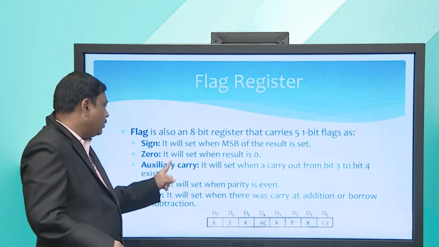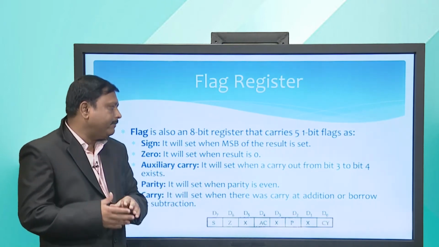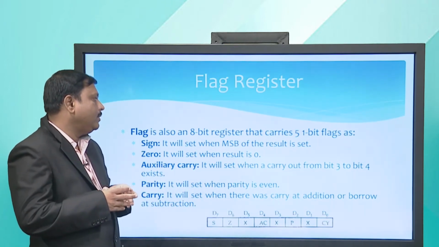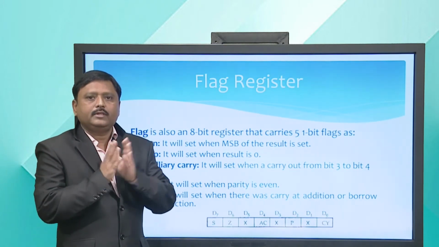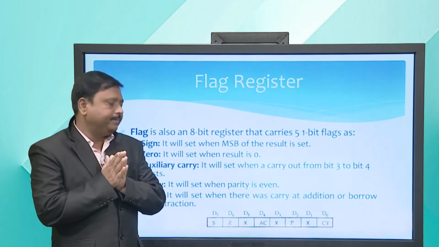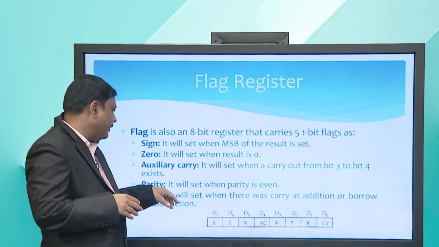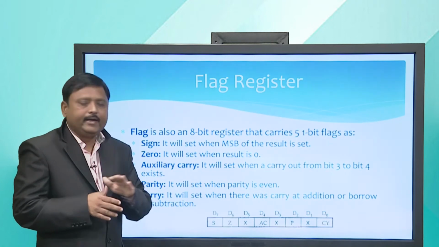Then we have auxiliary carry. It will set when a carry out from bit 3 to bit 4 exists. So, this is called the auxiliary carry flag. And we have parity. It will set when the parity is even.